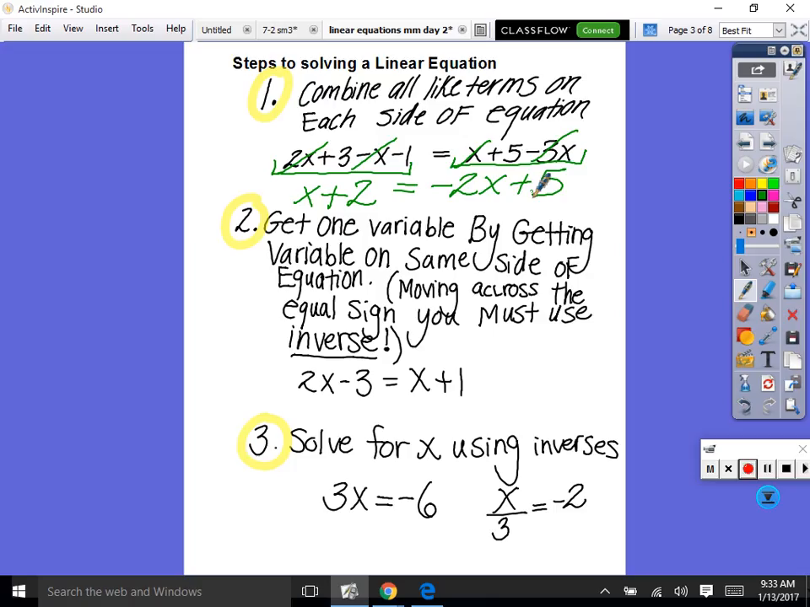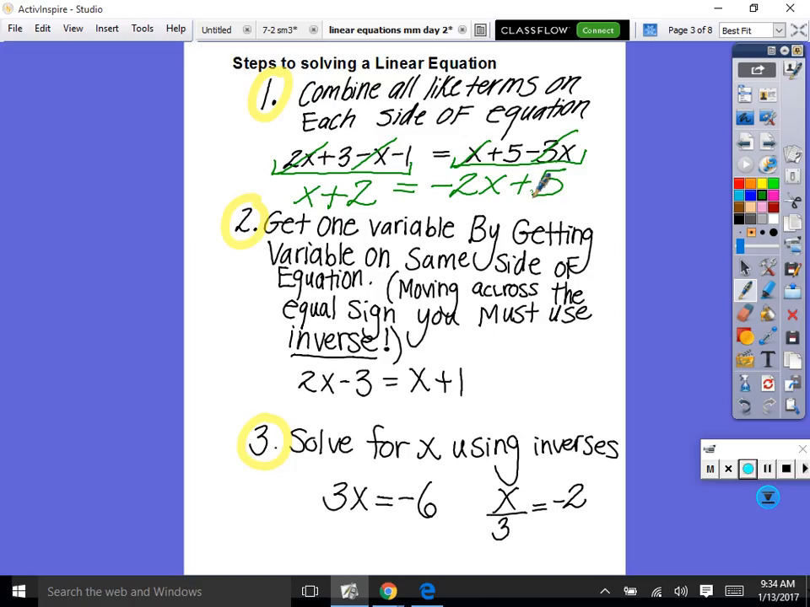Okay. Now our second step would be get one variable. We have two variables. Get one variable by getting the variables on the same side of the equation. Now to move from this side of the equation to this side, we have to use inverses, correct? Moving across an equal sign, you must use the inverse. So look at this example. All of my like terms are combined, but now I have an x over here and an x over here. That's a problem. We want one x. So let's bring this x over here. You can't just float it over. You've got to use inverses.